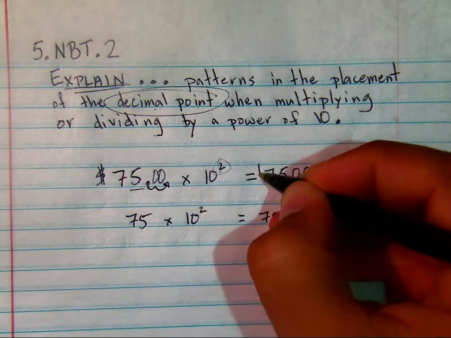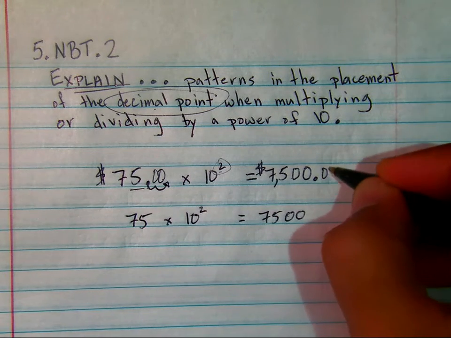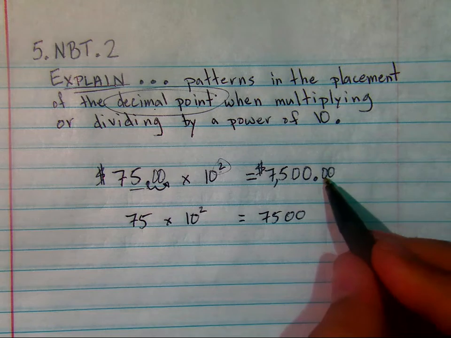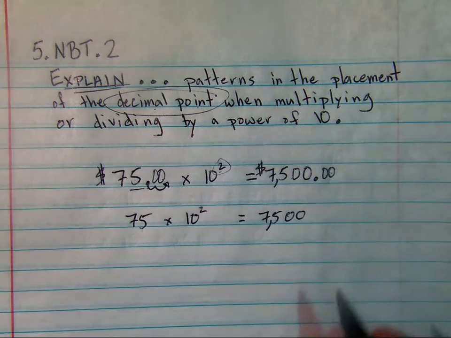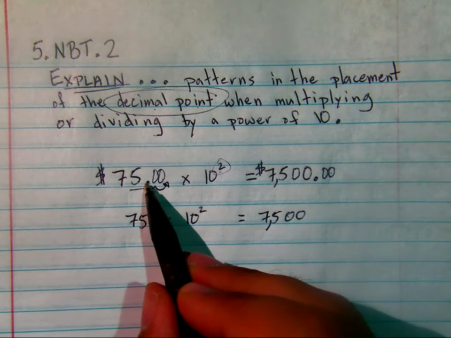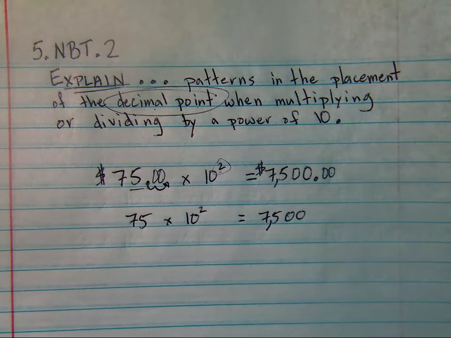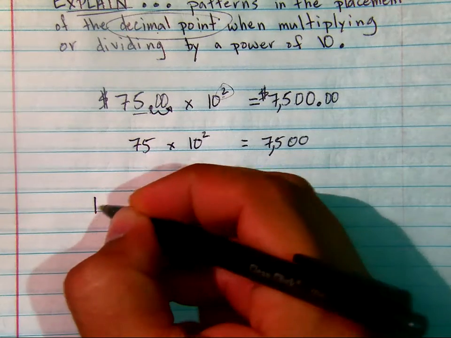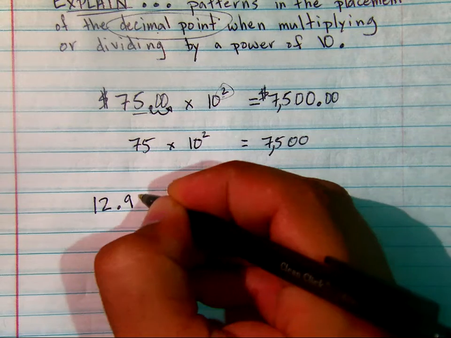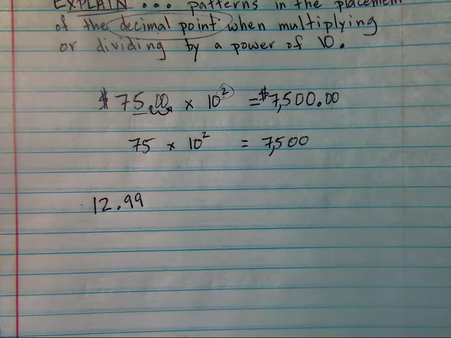And with money, we would put that decimal and those 00 cent placeholders here. So you can see there's not much difference. And in fact, we're not actually adding zeros. We're simply moving the decimal. So when you start to look at examples of this, let's say 12.99. Yeah, it kind of looks like money, but I didn't put the money symbol.